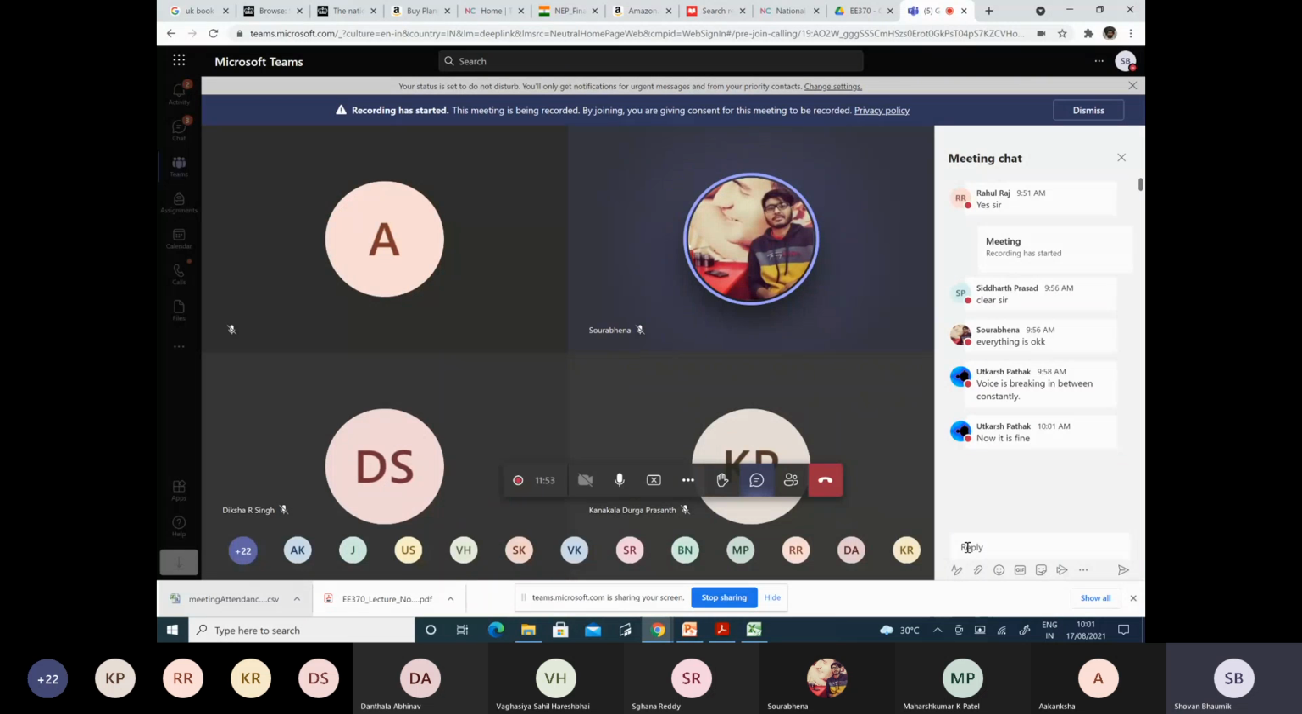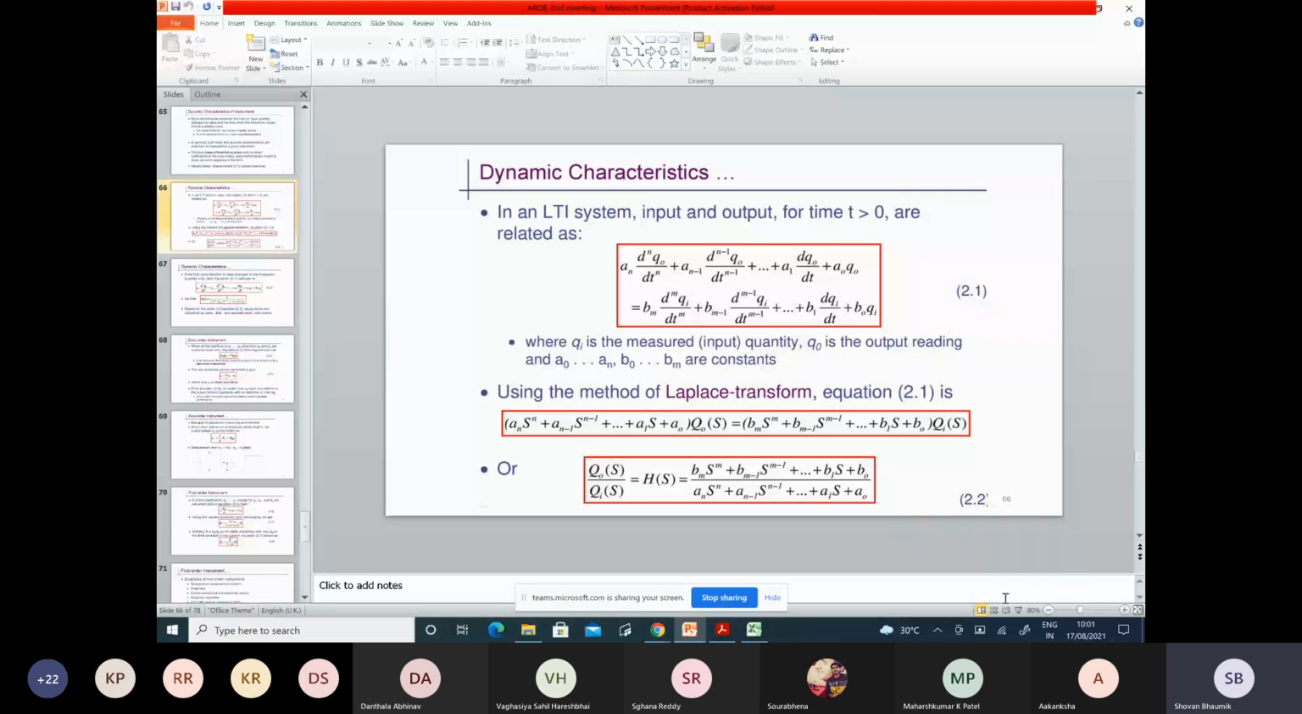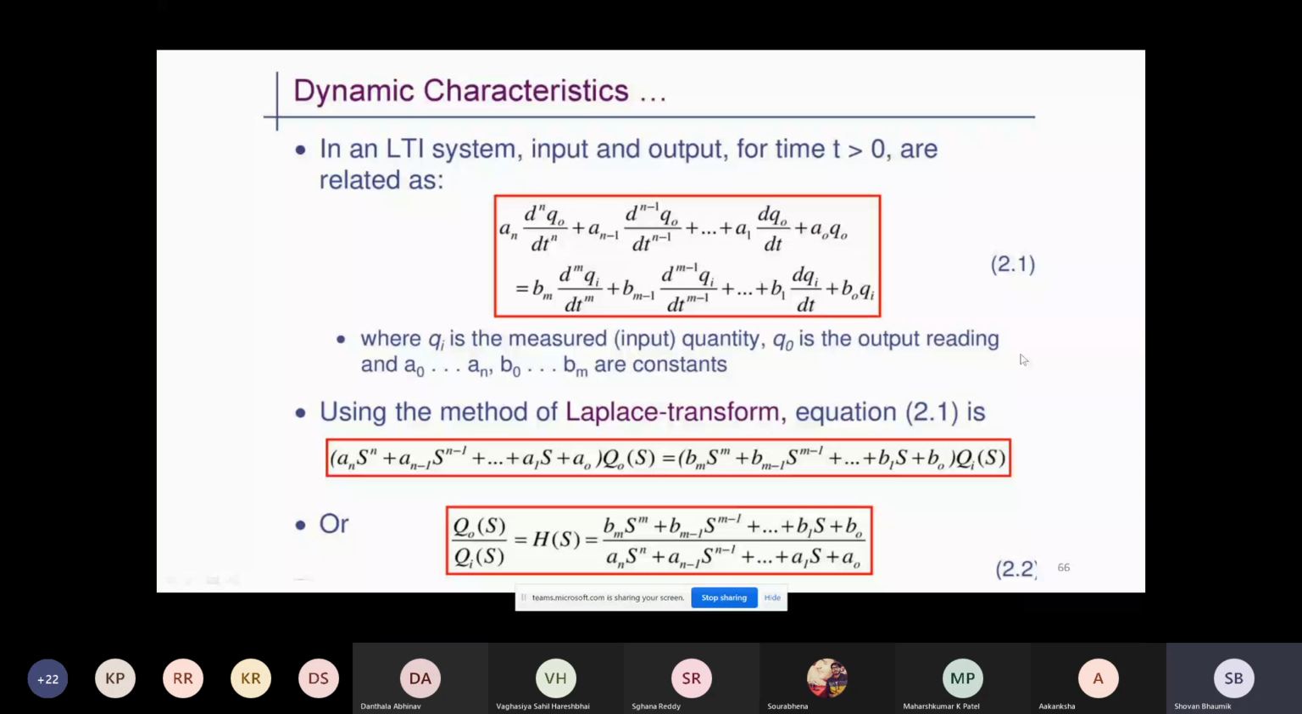So let me explain this slide again. It's very irritating, the continuous interruption. So 2.1, most probably you have understood, is an input output relationship where all the a's are constants, not time varying, with nth order differentiation on the left and mth order differentiation on the right hand side. Then if we take the Laplace transform of the expression 2.1, we'll get something like a_n s to the power n plus a_(n-1) s^(n-1), so we'll get this equation.